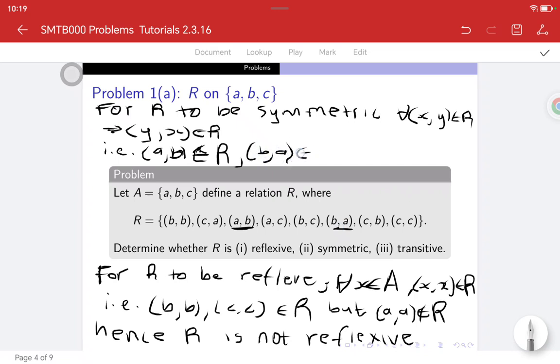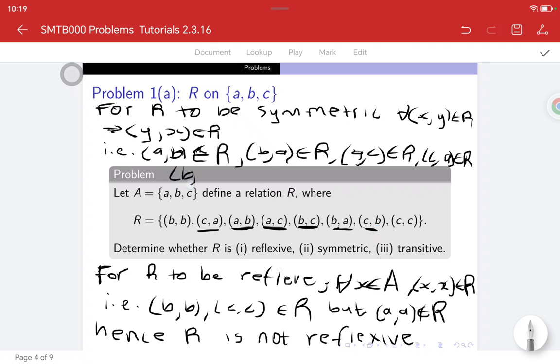BA is there. And then now we check AC. AC is there. Also CA is there. So I'm also going to mention that AC is an element of R, and also CA is an element of R. Then lastly, we check BC. In other words, CB should also be there, which they're all there.